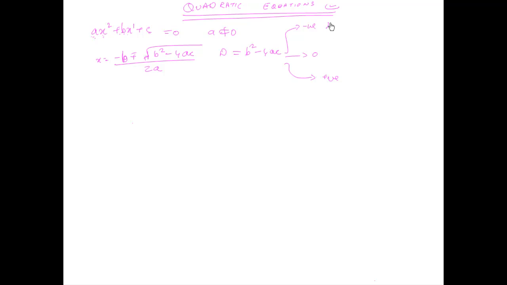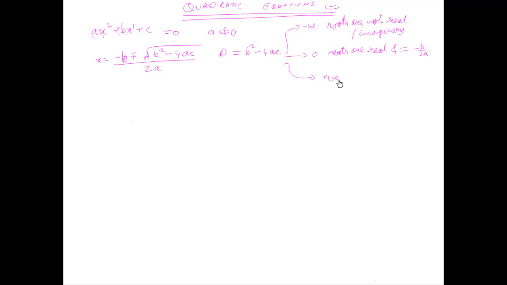If it's negative, the roots are not real, they are imaginary. When the discriminant is equal to 0, the roots are real and equal. There's only one answer for it, which is minus b by 2a. Both of them are equal to minus b by 2a only, children.